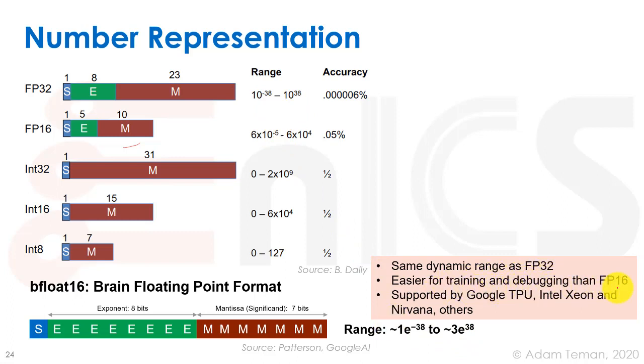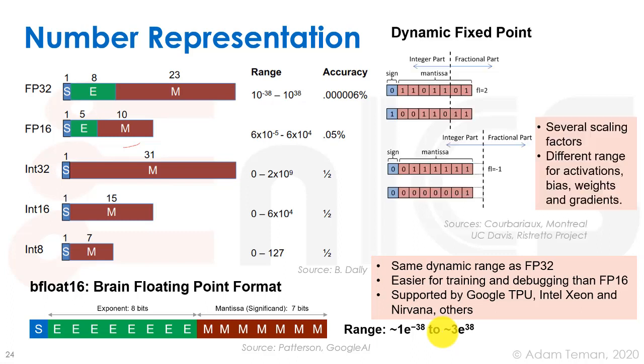It makes it easier for training and debugging than a standard FP16, and this is already supported in Google TPUs, Intel Xeons, Nervana, and other AI accelerators. It's commonly used because often the floating point dynamic range is more important than the accuracy for training neural networks.